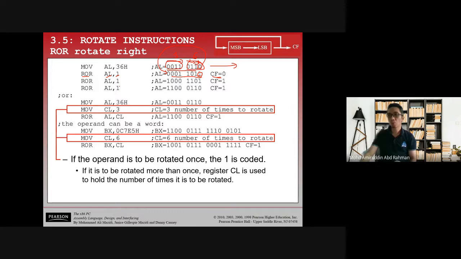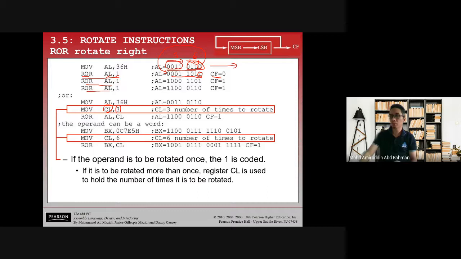But if you want to rotate more than one, this command only works one by one. As mentioned before, we need to use the CL. We need to put how many times you want. Let's say you want 3 times. You need to put this 3 into CL for ROR AL to work. It must be mentioned in the CL. If not, it won't work; it will give you an error, except that it will only work with the number one there. So it will rotate one by one.